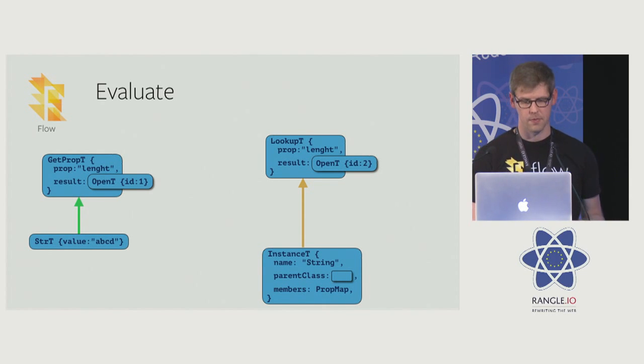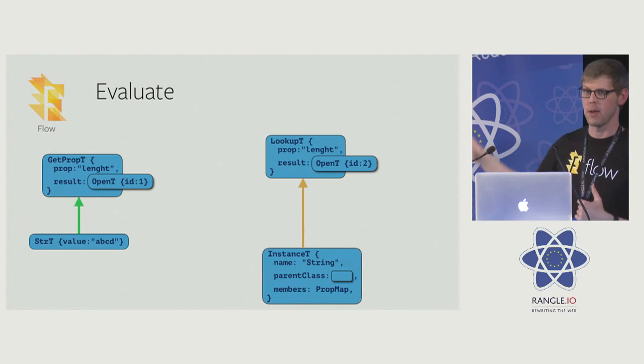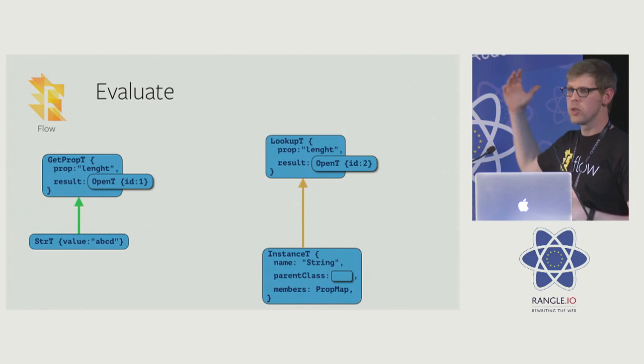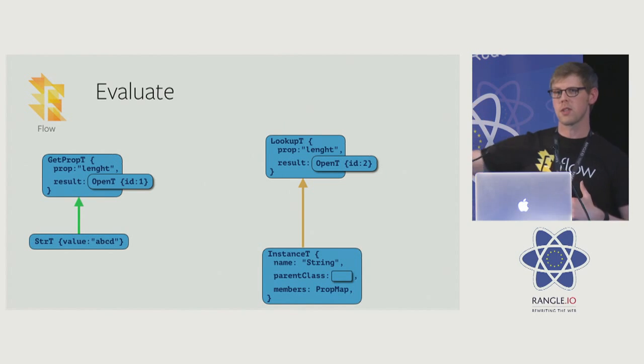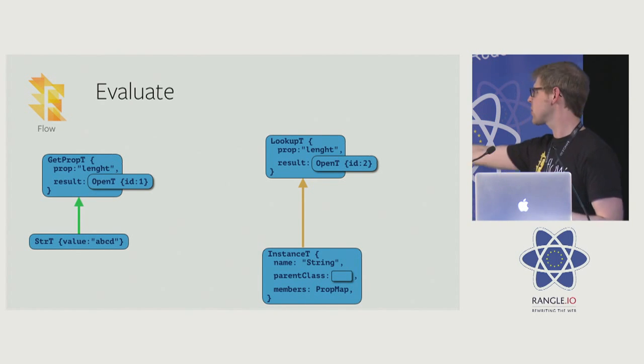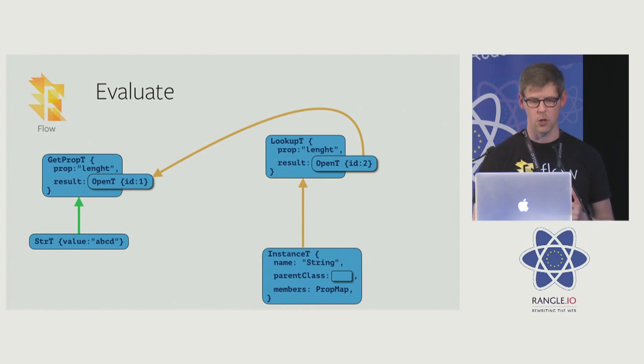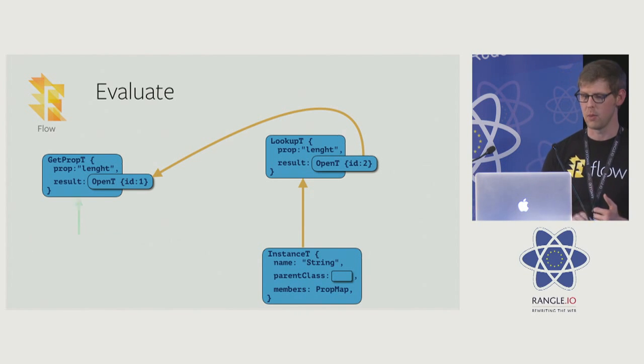Repeats. Okay, and the last step we have to do here before we're done evaluating str_t to getPropT is we have to flow the result of the lookup t to the result of the getPropT. So whatever we find as we look up the prototype chain is the answer for this property, right? So we're going to flow OpenT2 into OpenT1, and we are done with that constraint.